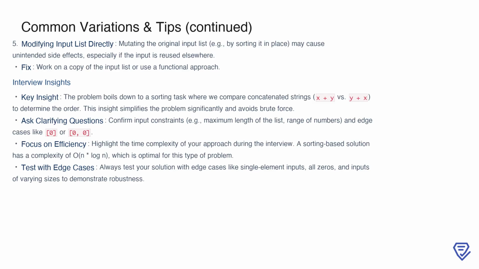When discussing your solution, it's important to ask clarifying questions, such as the maximum length of the input list and the range of numbers allowed. Edge cases like 0 or 0, 0 are also worth confirming. Efficiency is another critical factor. In an interview, emphasize that your approach has a time complexity of n*log n, which is optimal for a sorting-based solution. Finally, always test your solution with edge cases, such as single-element inputs, lists with all zeros, and inputs of varying sizes, to demonstrate its robustness.